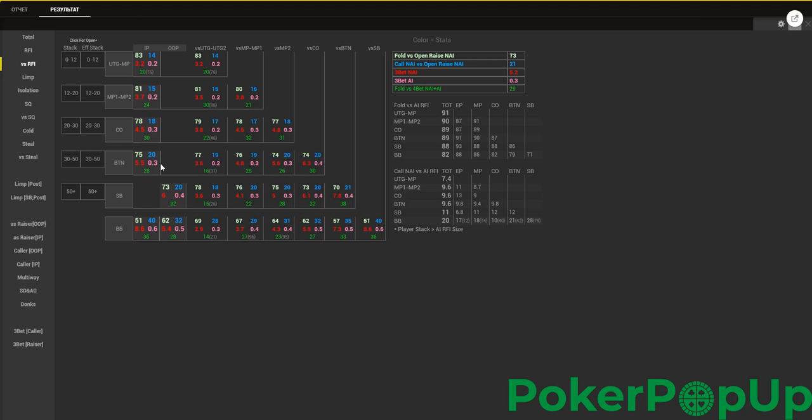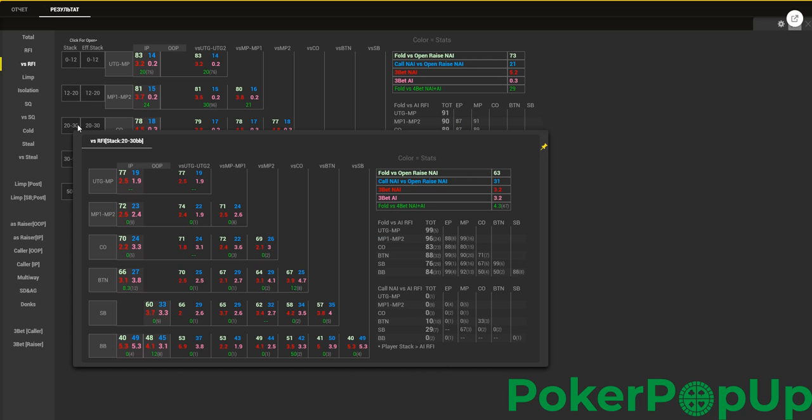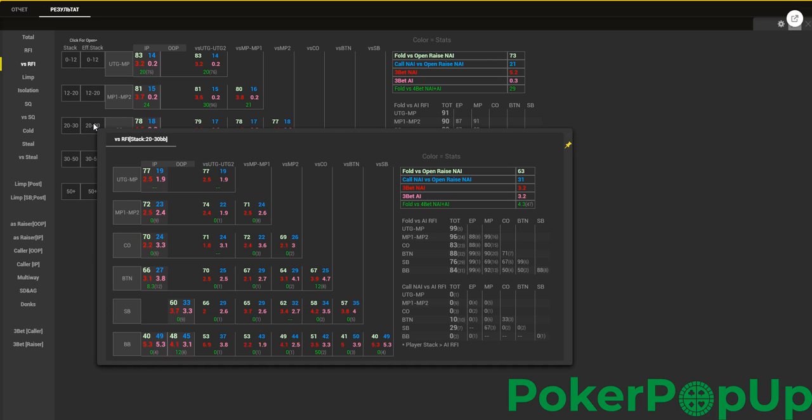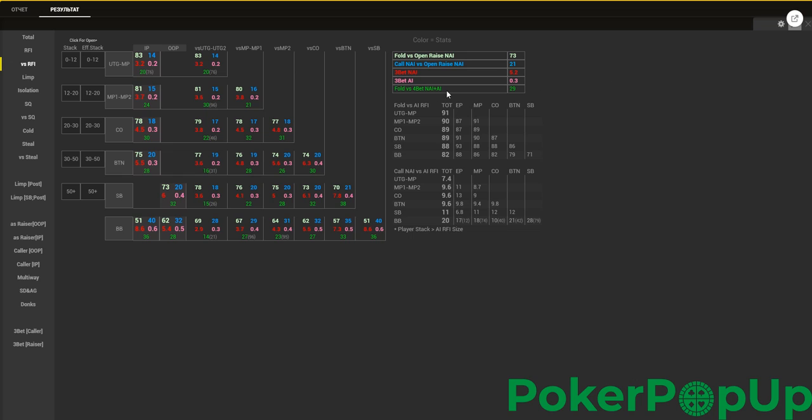Next pop-up versus raise first in, more or less the same, but for the player without the initiative. How he reacts to open raises and subsequent actions. Let's look at the button. 75% fold to open raise non-all-in, 20 call non-all-in to open raise non-all-in, red 3-bet non-all-in, pink 3-bet all-in, and green would be fold to 4-bet. Again, you can choose whether to look at position by position or total stats. The same nested tables for different stack sizes and different effective stack sizes.